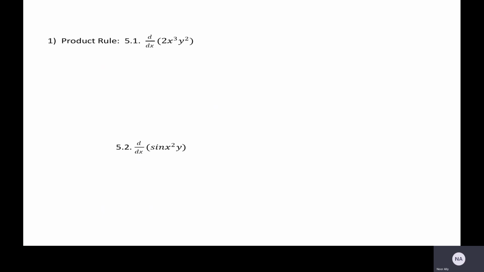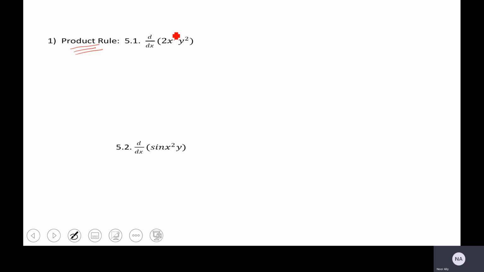Right, let's go on to some examples, something that is extremely important when differentiating implicit functions. When you get a problem and you notice immediately that you have to differentiate implicitly, I want you to first try and identify a product. Now look carefully at both 5.1 and 5.2. In 5.1, we do have a product. There's 2x cubed and there's y squared.